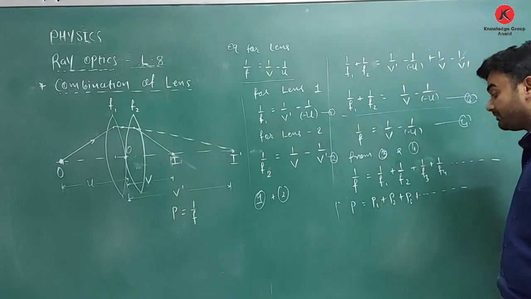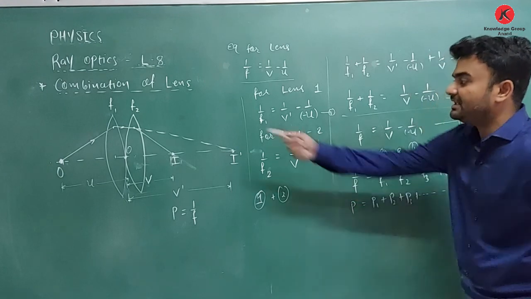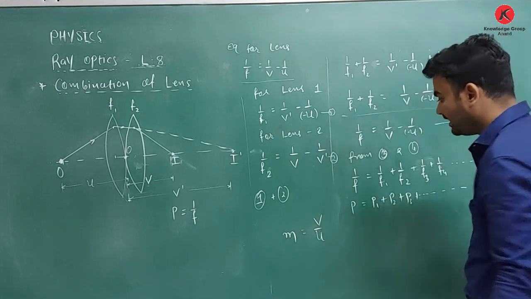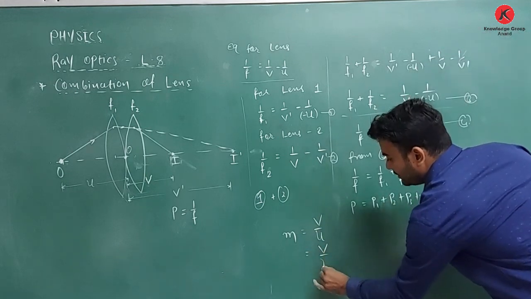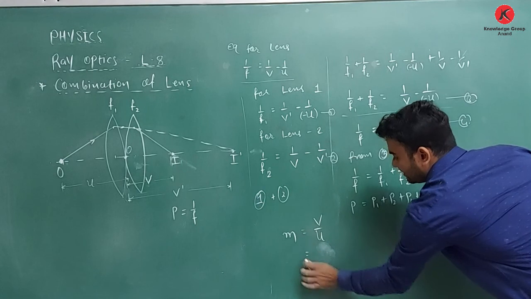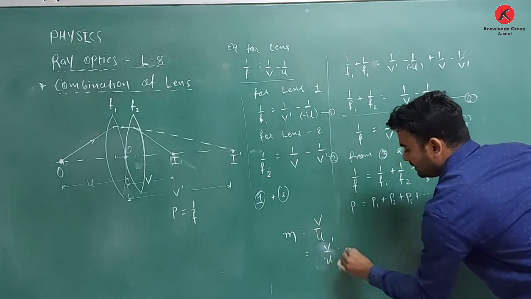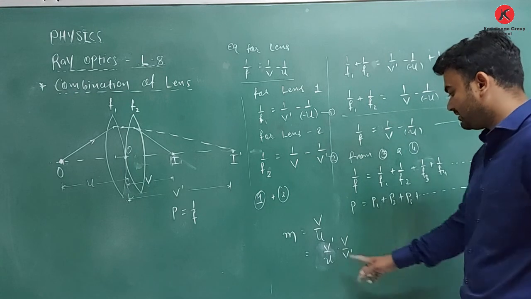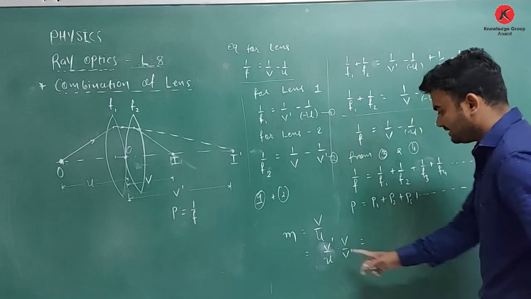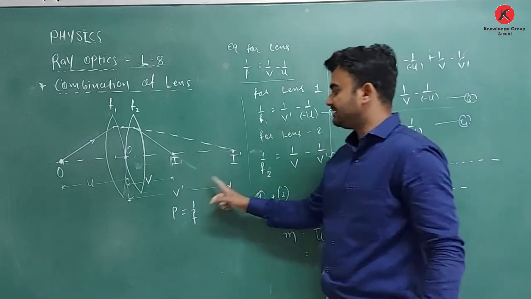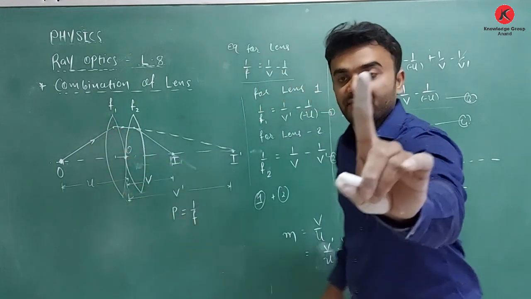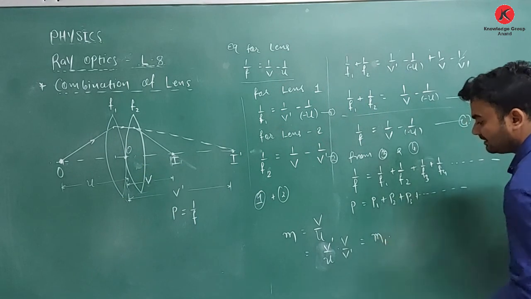Now what can I write? What is the magnification? For this case, magnification m is equal to v by u. Now I can write it this way: v by v dash times v dash by u. The v dash will cancel out. So v dash by u, image distance by object distance, is the magnification of the first lens.